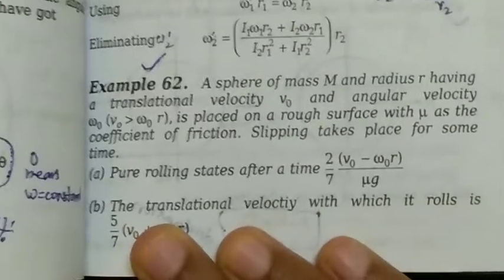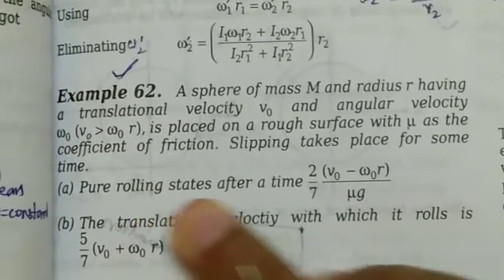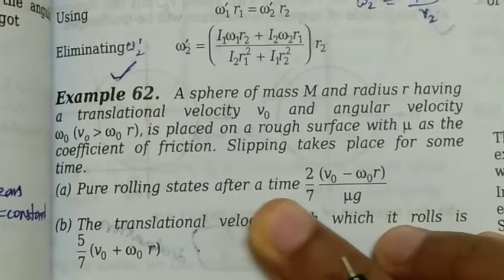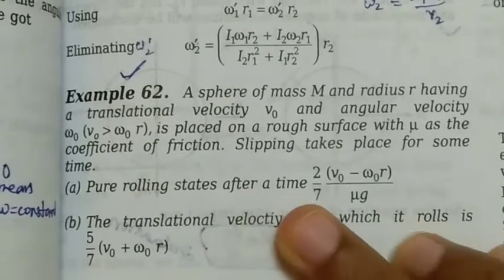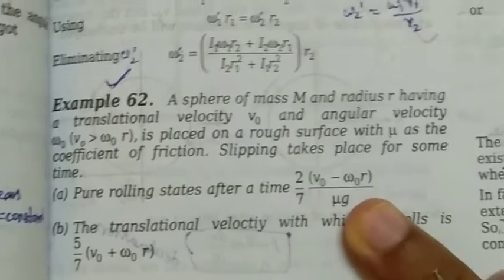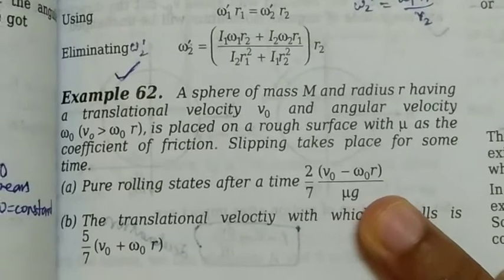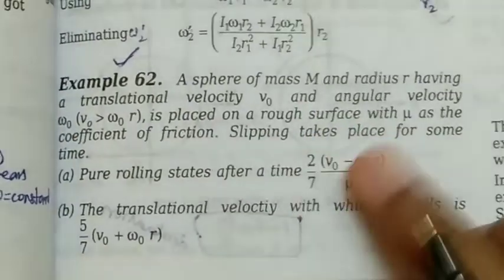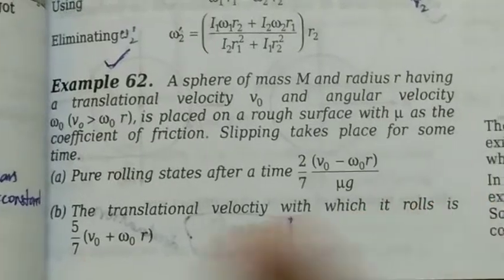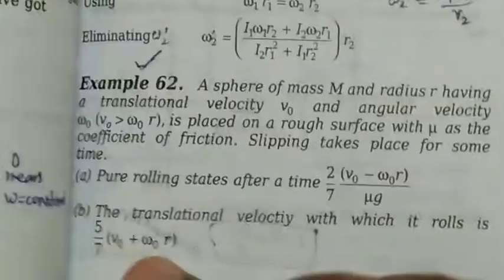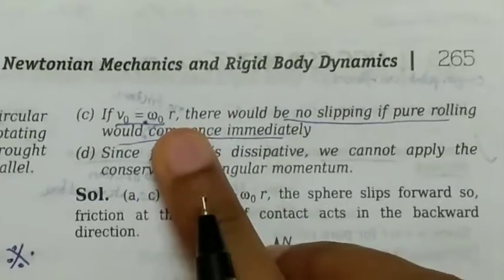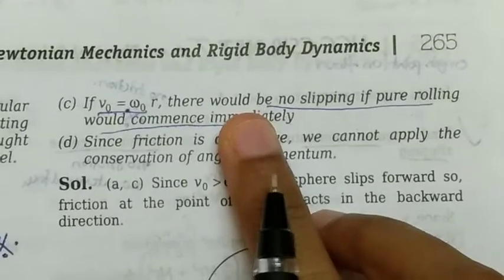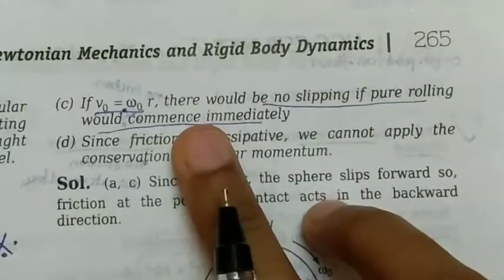Now we need to see which of the following options are correct. There are multiple correct answers. The first option says pure rolling starts after a time 2 by 7 into v naught minus r omega naught by mu g, and we have to find whether this is true or not. The translational velocity with which it rolls is 5 by 7 into v naught plus omega naught r. That also we need to find out. And if v naught equals r omega naught, then there would be no slipping, since pure rolling would commence immediately.